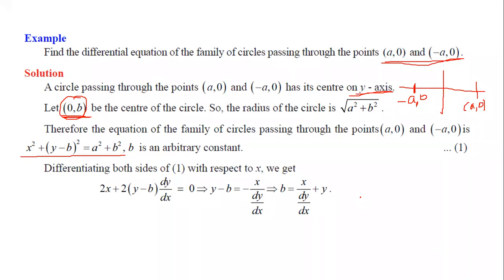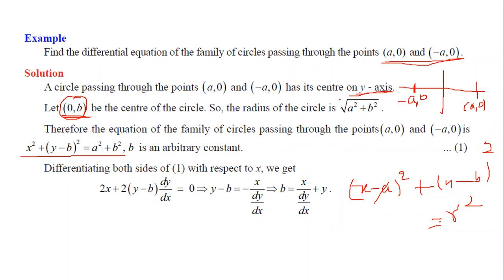Therefore, what is the general equation of the circle? (x minus a) whole square, not this k. Don't confuse with this k. (x minus a) whole square plus (y minus b) whole square equal to r square. It is the general equation of the circle. Here the center of the circle is (0, b), therefore a is 0 here, and then (y minus b) whole square equal to r square.